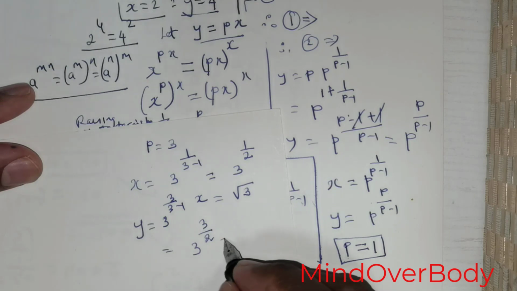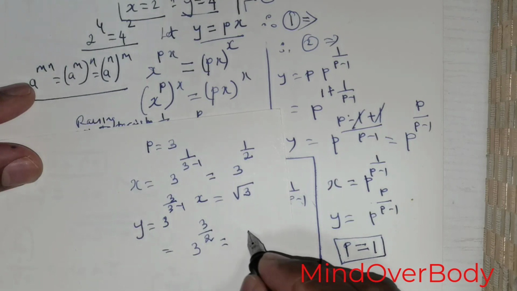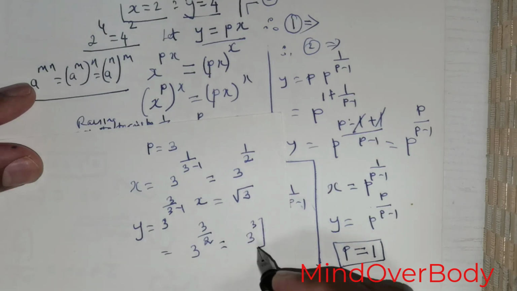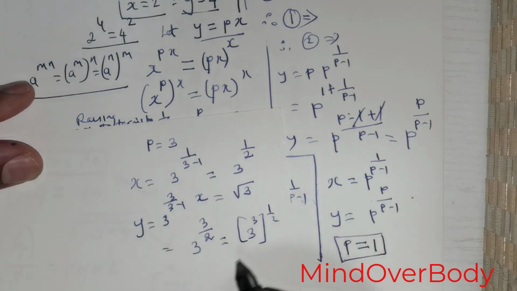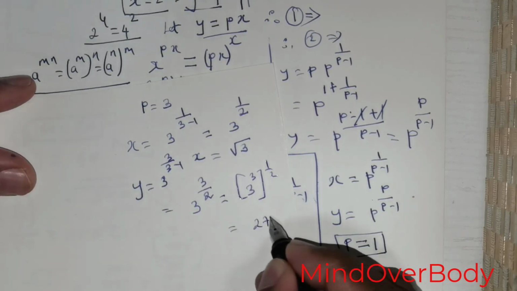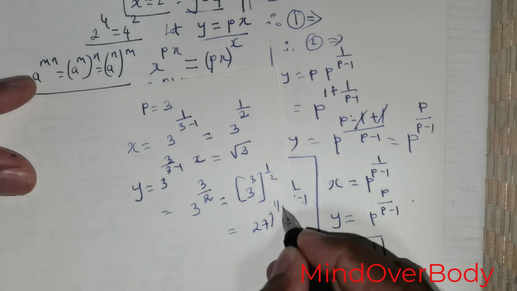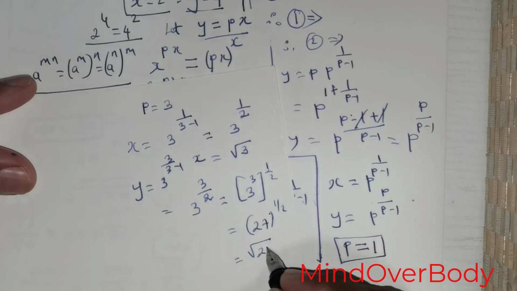So this is nothing but 3 raised to the power 3 raised to the power 1 over 2. I can rewrite it like this, which is nothing but 27 raised to the power 1 over 2, which is nothing but root of 27.